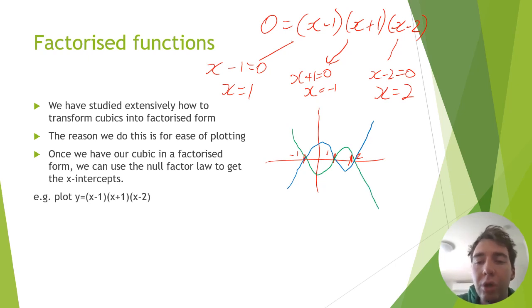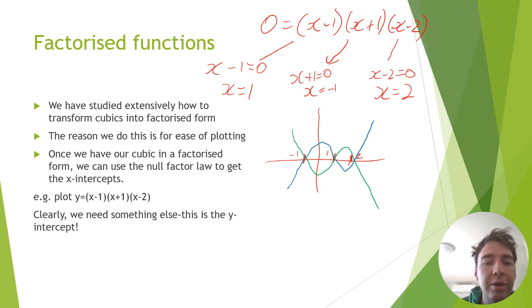Both the blue cubic that I've drawn and the green cubic that I've drawn have x-intercepts at x equals 1, x equals negative 1, and x equals 2. We need some more information, and that extra little bit of information is going to come from our y-intercept. So just like every other time you've ever found the y-intercept, we're just going to do that by making x equals 0 and solving for y.